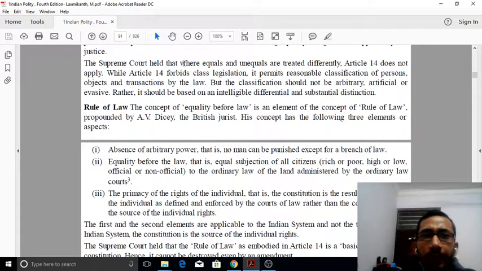The Supreme Court held that where equals and unequals are treated differently, Article 14 does not apply. Article 14 forbids class legislation. It permits reasonable classification of persons, objects, and transactions by law. But the classification should not be arbitrary, artificial, or evasive. Rather, it should be based on intelligible differentia and substantial distinctions.